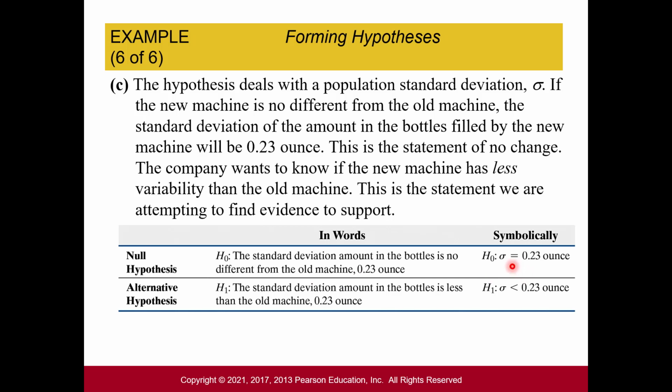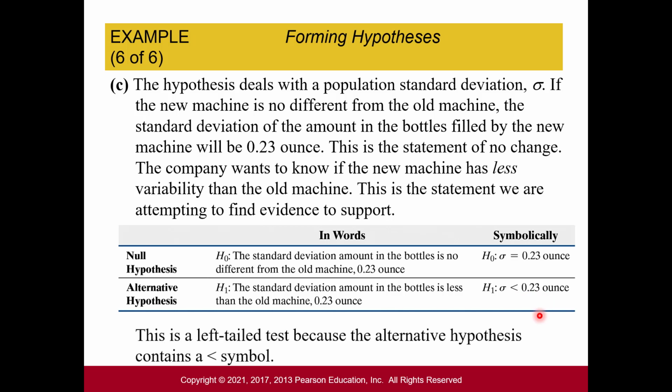So our null hypothesis is that sigma is equal to 0.23 ounce, and our alternative hypothesis is that sigma is actually less than this, less variability, less change than this. So sigma is less than 0.23 ounces, and that's going to give us a left-tailed test because our parameter is less than our null hypothesis parameter value, or another way to think of it is because our inequality symbol is pointing left.